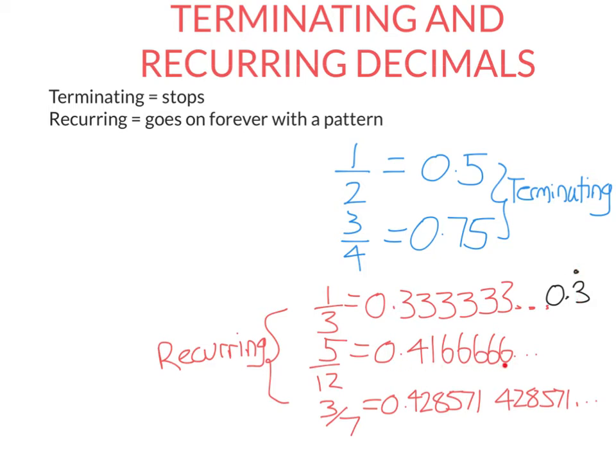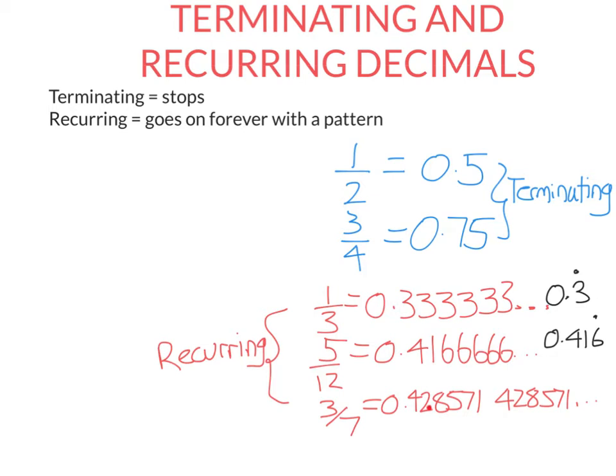So how would we write this in the same way? Well, we'd write it as 0.416, with a dot over the 6. We only put a dot over the 6 because here, the 4s and the 1s don't go on forever. Only the 6s do. So when you're writing it like this, you only put a dot over the things that are repeated.